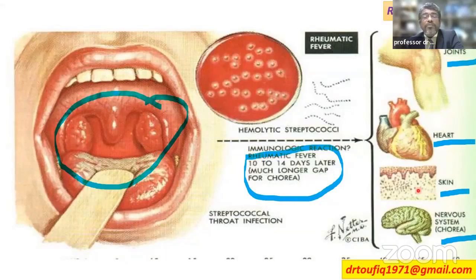And there may be skin involvement, that may be erythema marginatum, as well as the patient may have subcutaneous nodules also. And when there is nervous tissue involvement, especially the basal ganglia, that may lead to a special type of chorea that is called Sydenham's chorea or St. Peter's dance also.